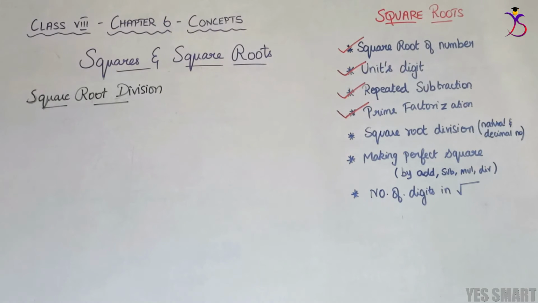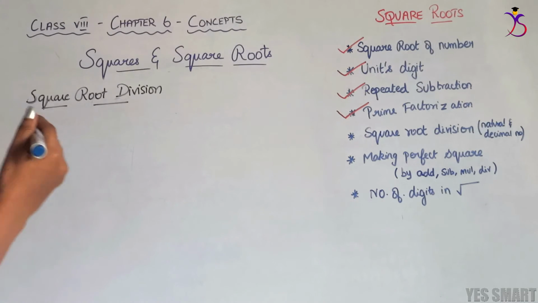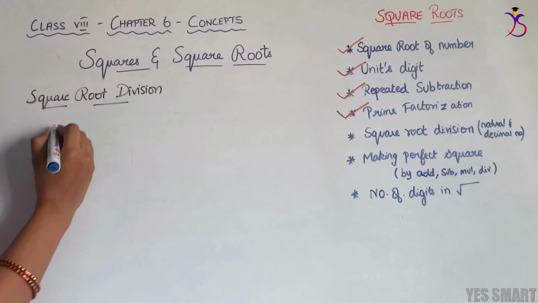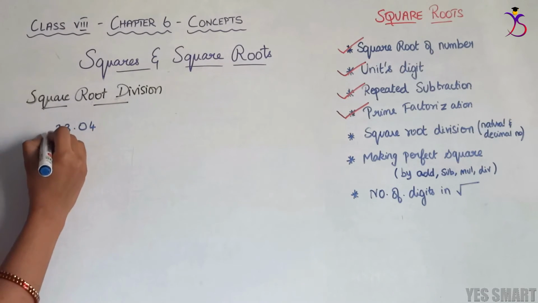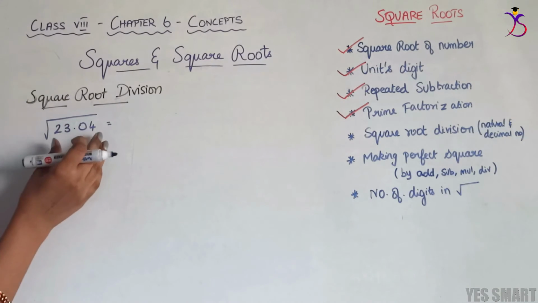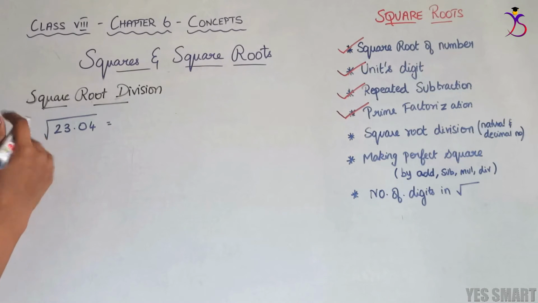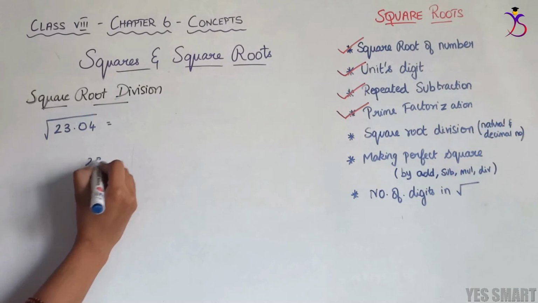Now let's look into the square root division of a decimal number. It is just the same as for a natural number, provided we will have the decimal point in the quotient as well. Now let's discuss with an example. Square root of 23.04. So for the time being, let's forget that there is a decimal point in between.